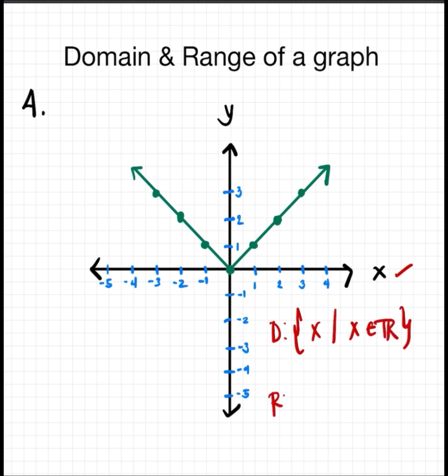Same is true for the range. Now, an arrow denotes infinity, but it starts from the origin, 0. So therefore, the range is all values of y such that y is greater than or equal to 0.